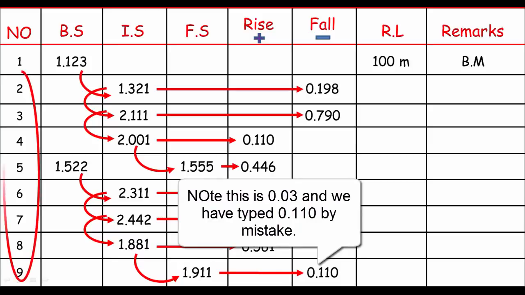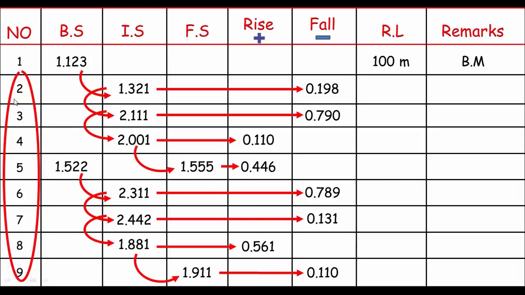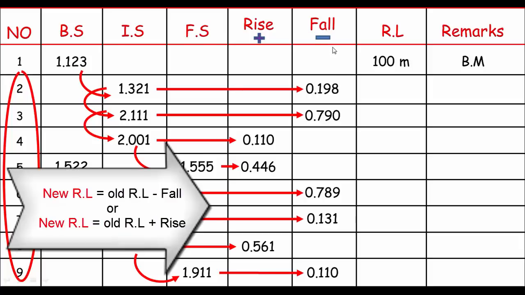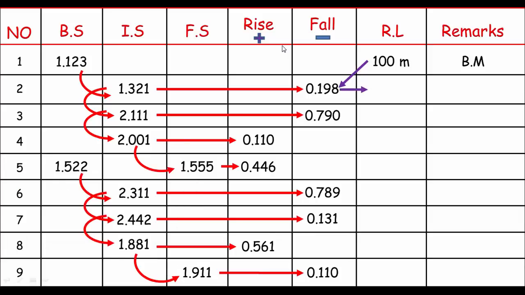Here, when we have the rise and fall of each point, then the calculation of the reduced level for all the remaining points is quite simple and straightforward. Let's say I need just the RL of point 2. Remember, the new RL must be the old RL minus the fall, or the old RL plus the rise. So 100 minus 0.198 will be 99.802. So 99.802 is the RL of point 2.